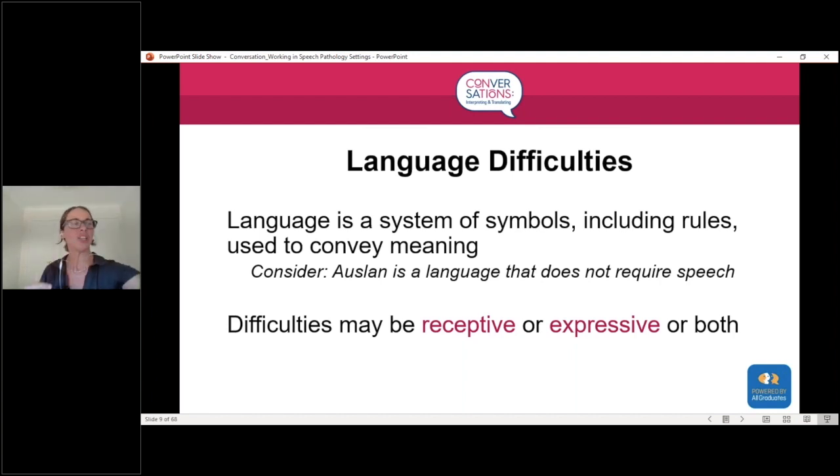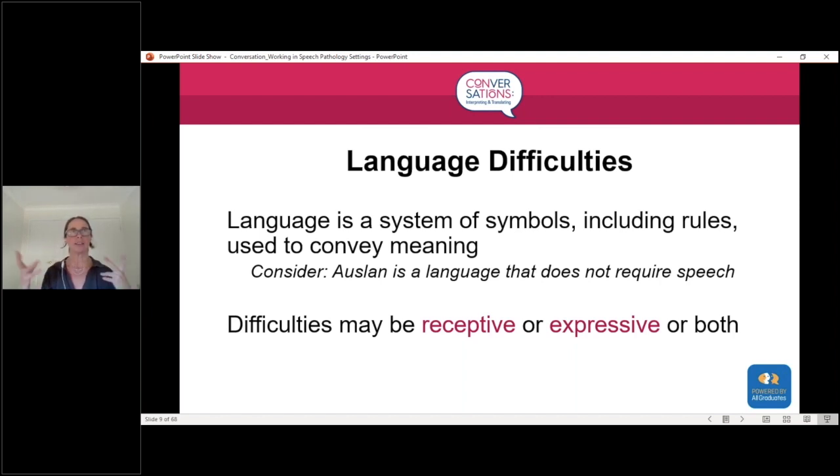Okay, so that's speech. Now, I just wanted to contrast speech to language because we know that we are speech and language pathologists. So as opposed to speech, language, I'm just going to read off the slide here, is a system of symbols, including rules, used to convey meaning, okay?